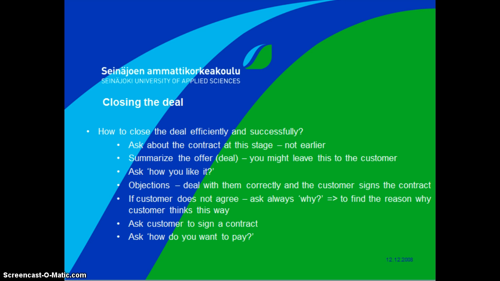You might ask the customer to sign a contract. A clear, simple question about that. Or for example, you might ask, how do you want to pay? You might ask about the date or terms of delivery or something like that.